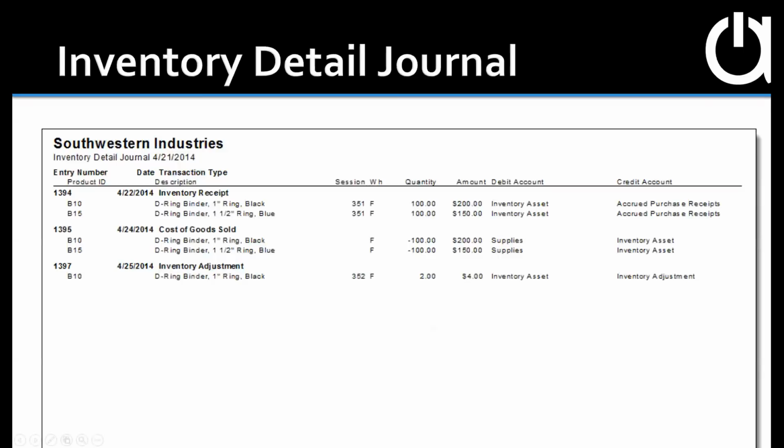So this particular transaction here, 1394, that was an inventory receipt, and it hit accrued purchase receipts and inventory asset. So that was the debit and credit account. Journal 1395 hit inventory asset and supplies account. So it's just an easy way of being able to look and say, this journal entry in QuickBooks, what actually happened? And you can go back into Acctivate and take a look at it here.